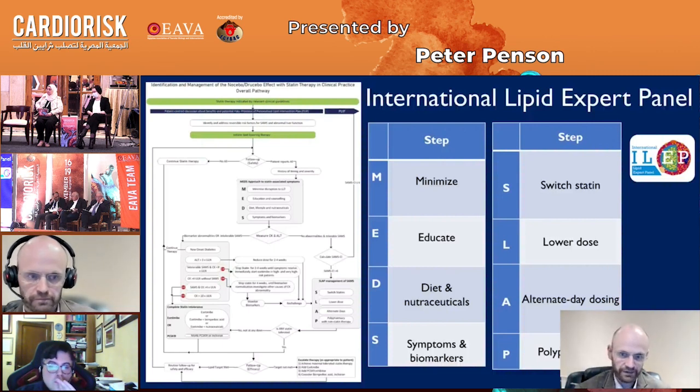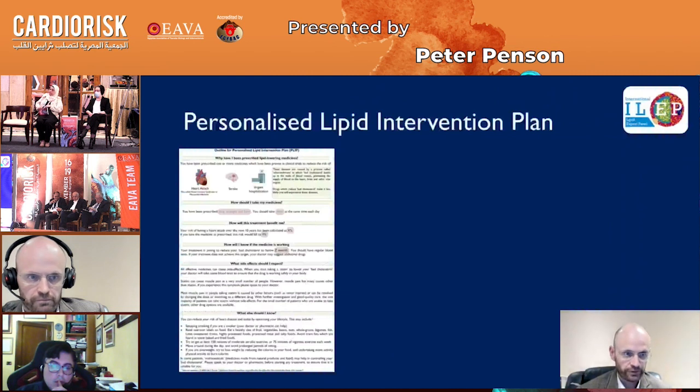Any statin is better than none. Similar to lower dose, alternate day dosing of statins is one approach which might be used to reduce LDL whilst reducing side effects to the same extent. And P, polypharmacy, adding on of non-statin therapies. So you can read this in detail in the International Lipid Expert Panel guidance, which also contains a detail of a personalized lipid intervention plan.